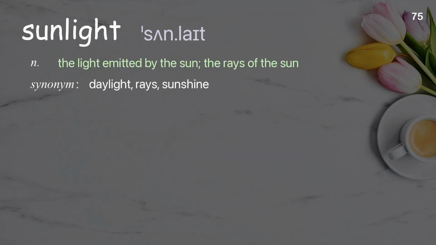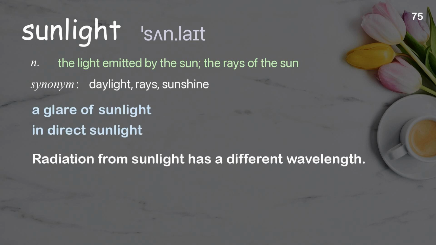Sunlight. The light emitted by the sun, the rays of the sun. Examples: a glare of sunlight. In direct sunlight. Radiation from sunlight has a different wavelength.